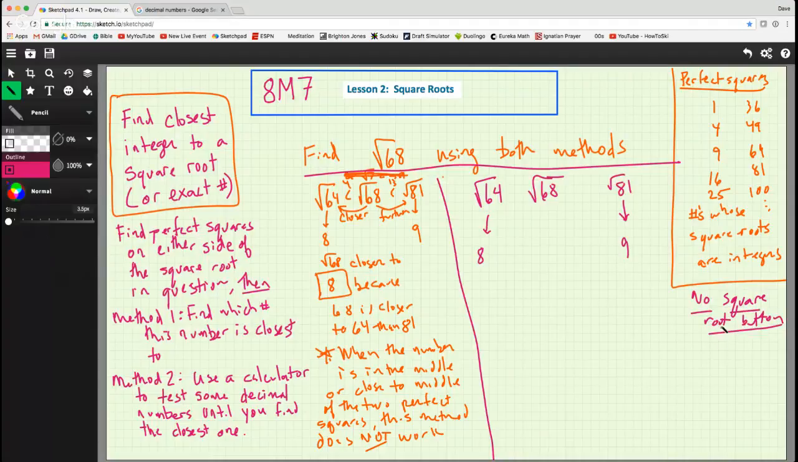Don't use it. So what we're going to do is try 8.1, 8.2, 8.3, 8.4, 8.5, 8.6, 8.7. And we're going to see what gets close to 68, and then we're going to give it a try. So let's just do this. I just want to test this out.